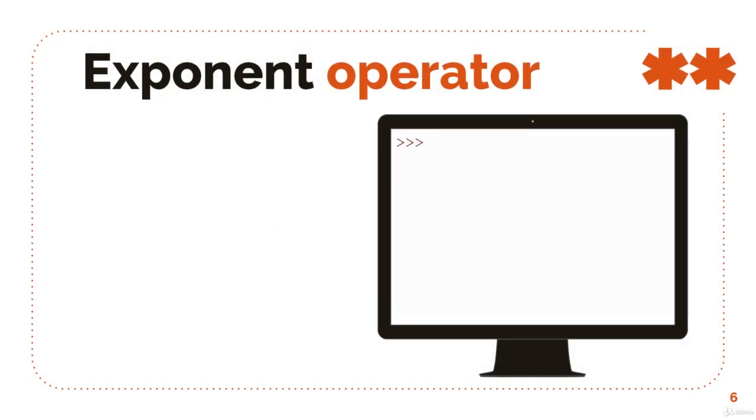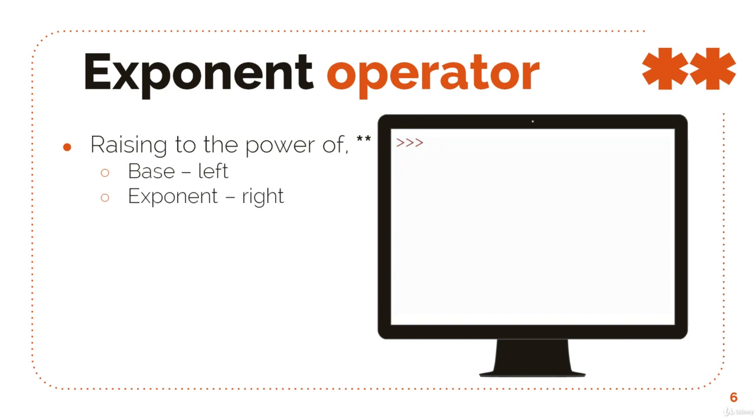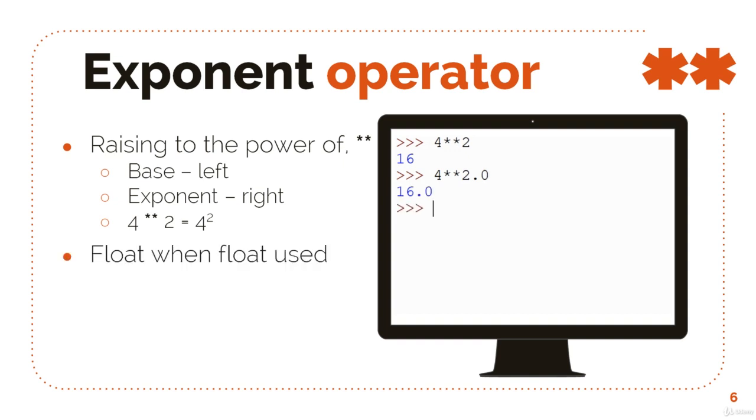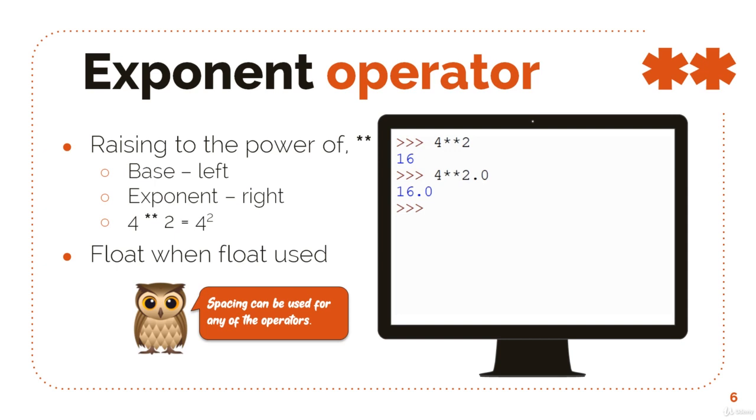Finally, we have the exponent operator. This is used for when we want to raise something to the power of something. You have the base on the left of the double asterisks, and you have the exponent on the right of the double asterisks. So 4 double asterisk 2 is the same as 4 superscript 2, which is how it's normally seen in maths. If you look at the screen on the right, you will see that once again, if there is a float type being used, the result will be a float. Spacing can be used for any of the operators.